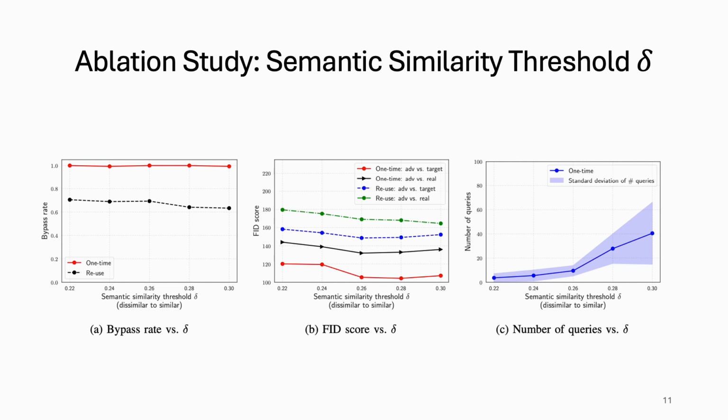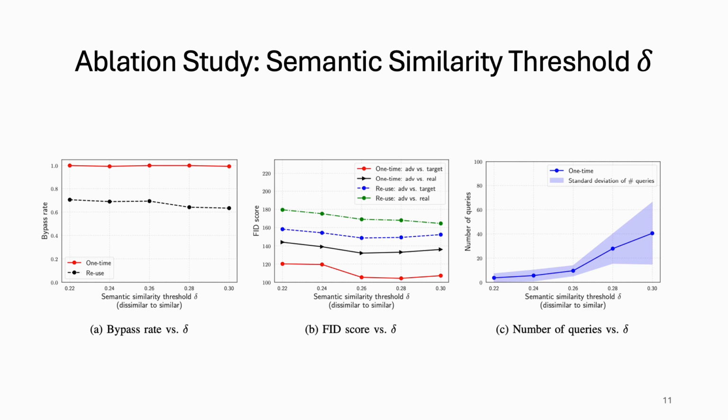And this shows the ablation study on the semantic similarity threshold, delta. We range the value from 0.22 to 0.3 on SneakyPrompt's performance using three metrics. Let us start with the bypass rate in Figure A. The bypass rate stays the same for one-time attacks but drops for reuse attacks because the generated image may be closer to the target and thus blocked by the safety filter. This is also reflected in Figure B as the FID score decreases as the threshold increases.